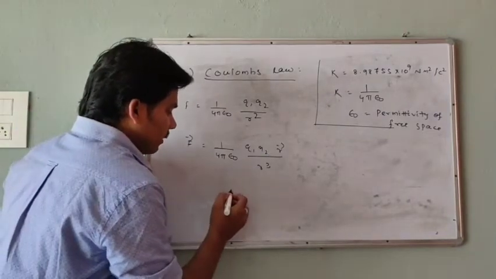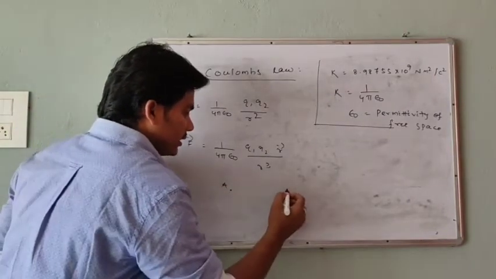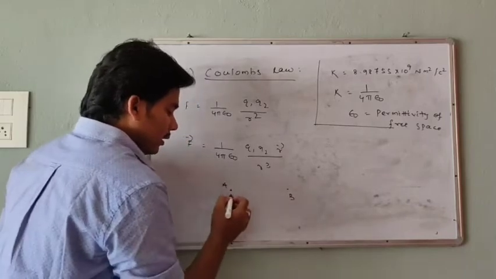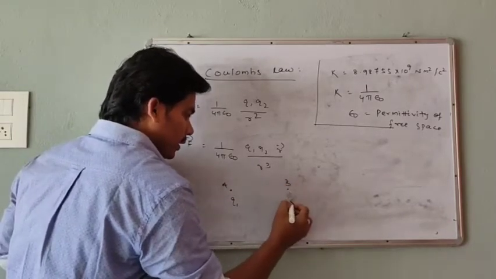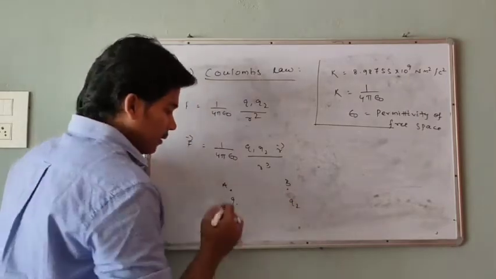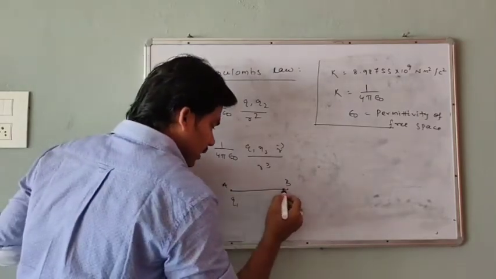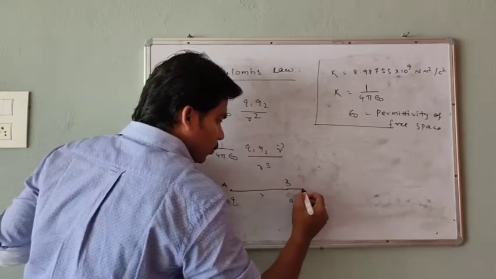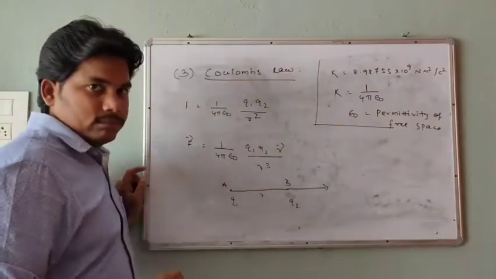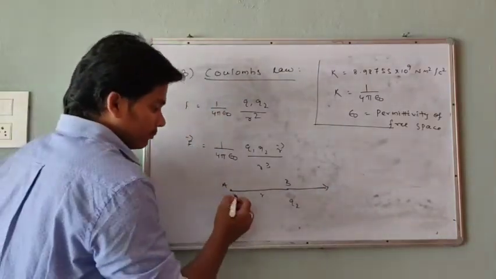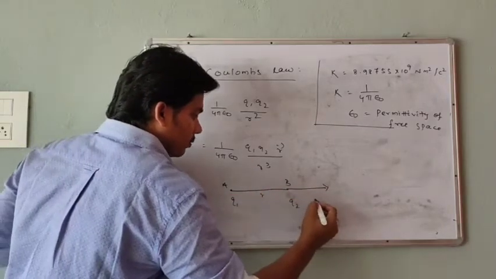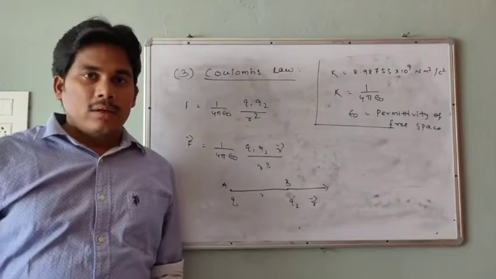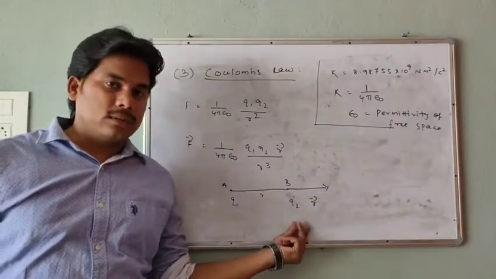Let's take this as point A and this as point B. Here the Q1 charge is there, and here the Q2 charge is there. This is the distance R, and the force will be in this direction. That's why this is the R vector, because it is a central force.